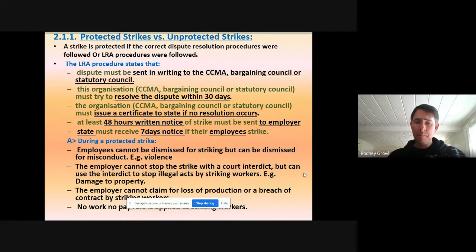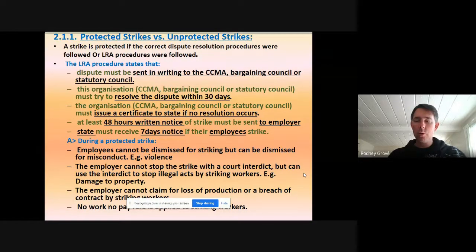Okay. The employer cannot stop the strike with a court interdict. So you can't stop people from going on strike with an interdict from the court. You can't go and apply at the court to say, I need to stop the strike. They won't do it. But you can use the interdict to stop illegal acts by your striking workers.